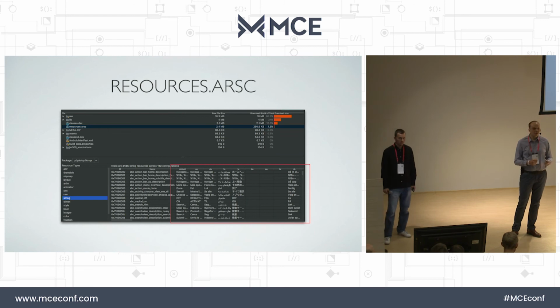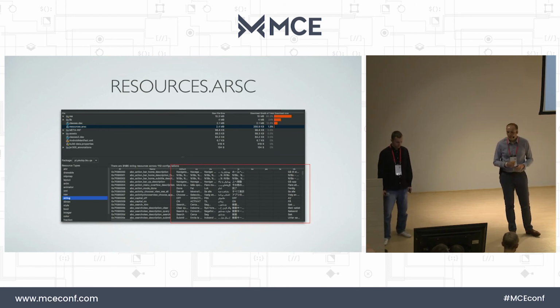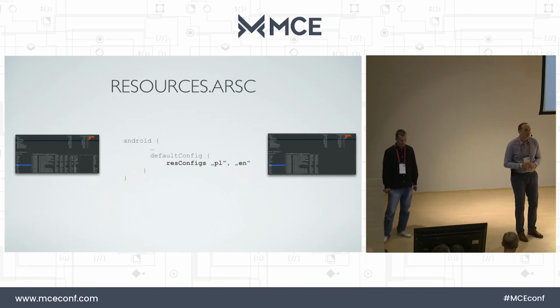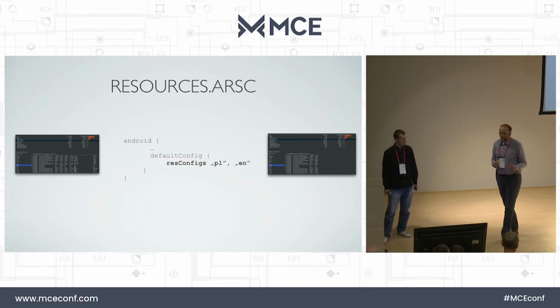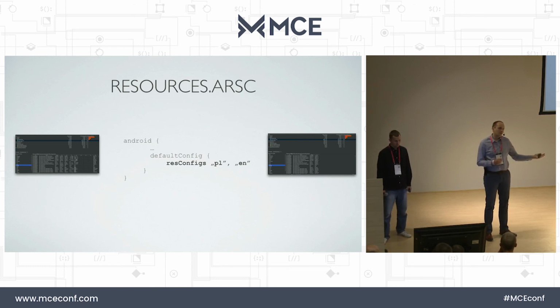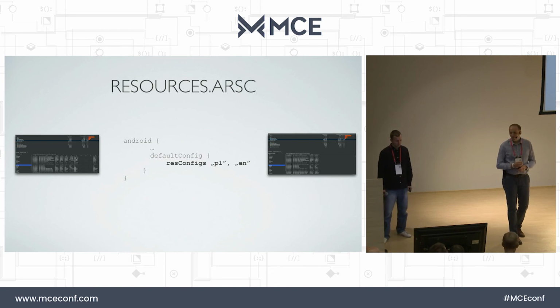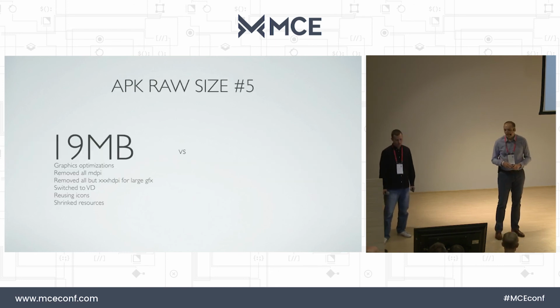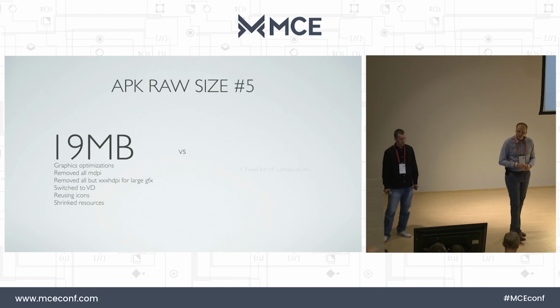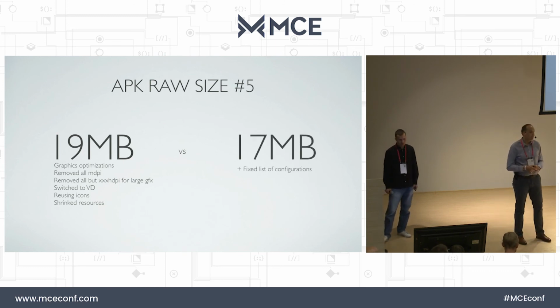So we can, and it seems like it's pretty easy to do, because we can turn from this to this by only setting resConfig values in our default config in build.gradle. So setting pl and en just lets the shrinker remove any unused resources from the libraries which provided the translations. And doing that trick, we slimmed down our app from 19 megs to 17 megs, so another 2 megabytes of benefit.